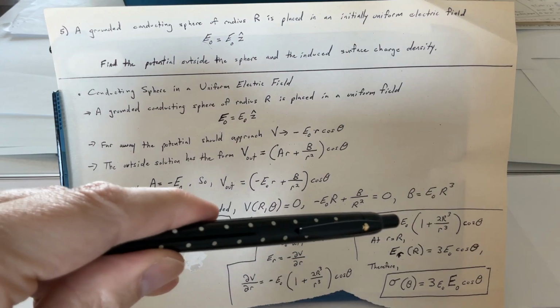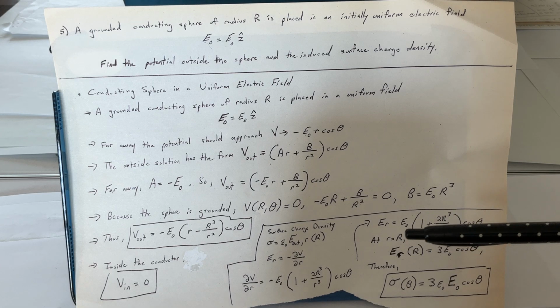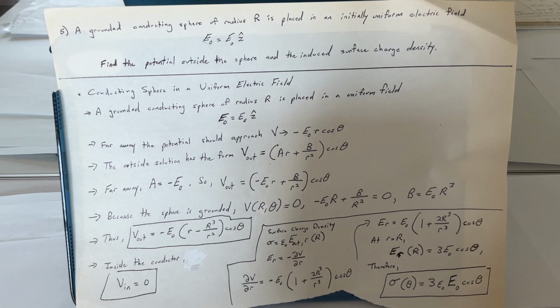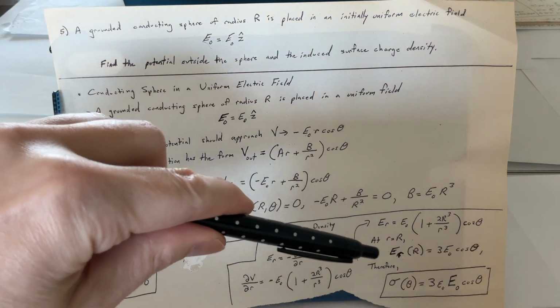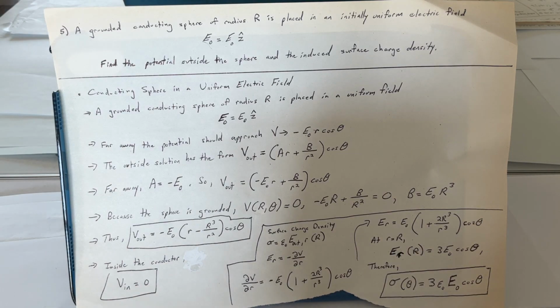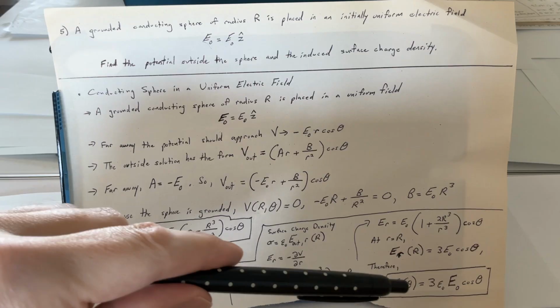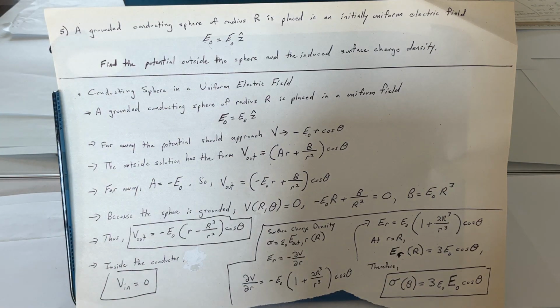So our E sub r equals E naught times the quantity 1 plus 2 capital R cubed over r cubed times cosine theta. And we evaluate at lowercase r equals capital R. E sub r of capital R equals 3 E naught cosine theta. Therefore, that induced surface charge density is 3 epsilon naught E naught cosine theta. So that's what we get for that.